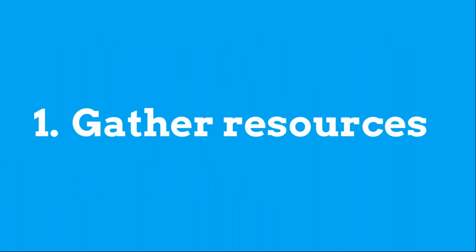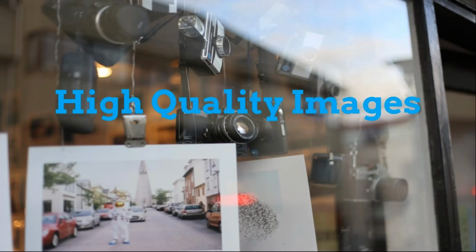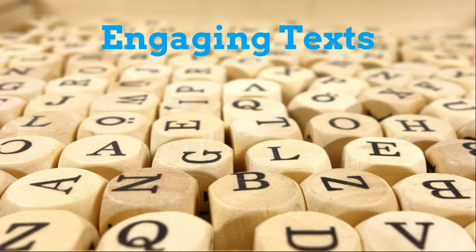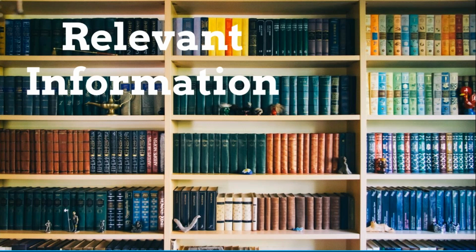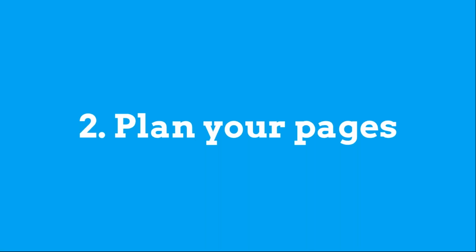So first of all, see the resources that you can choose. You can include in your app high quality images, engaging texts, relevant information, and this is really important. You need to think about your user and who you are targeting. Just choose the information that is relevant for your user. And of course, put yourself in the mind of your users and think about what kind of things they would like to see in your app.